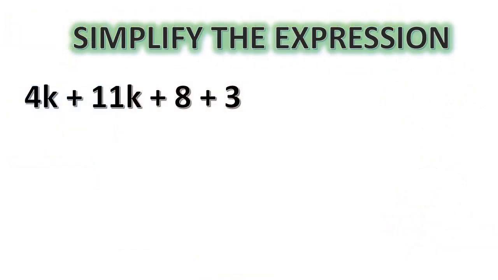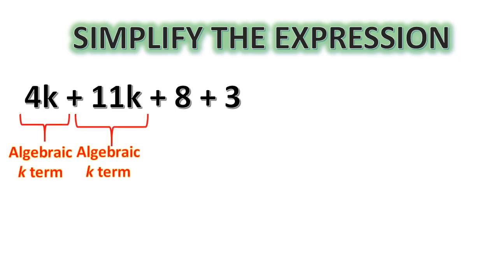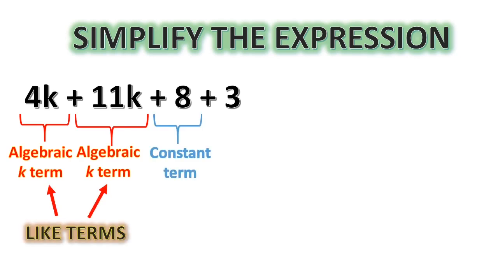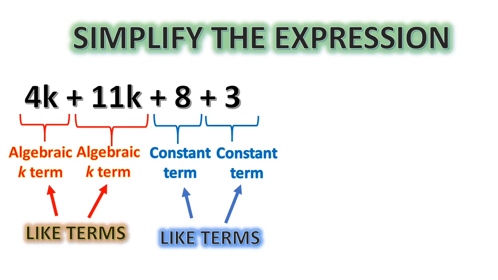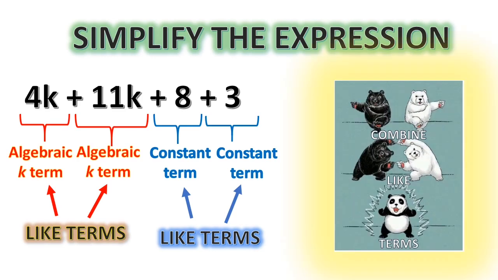Now, to simplify an expression, all you're going to do is combine like terms. For example, here I have 4k plus 11k plus 8 plus 3. This is a lot of steps, so I'm going to simplify it by combining my algebraic k term with my algebraic k term. Those are like terms, and I have a constant plus 8 and a constant plus 3. So those are like as well. We're going to combine like terms.